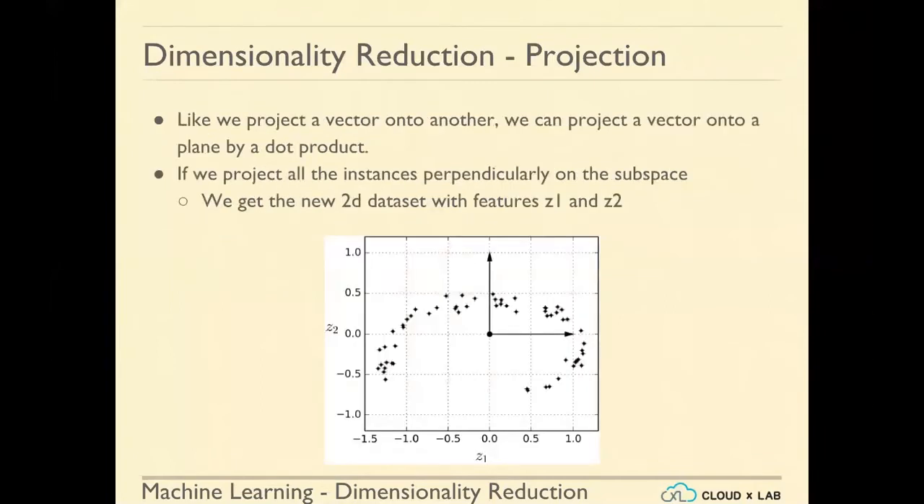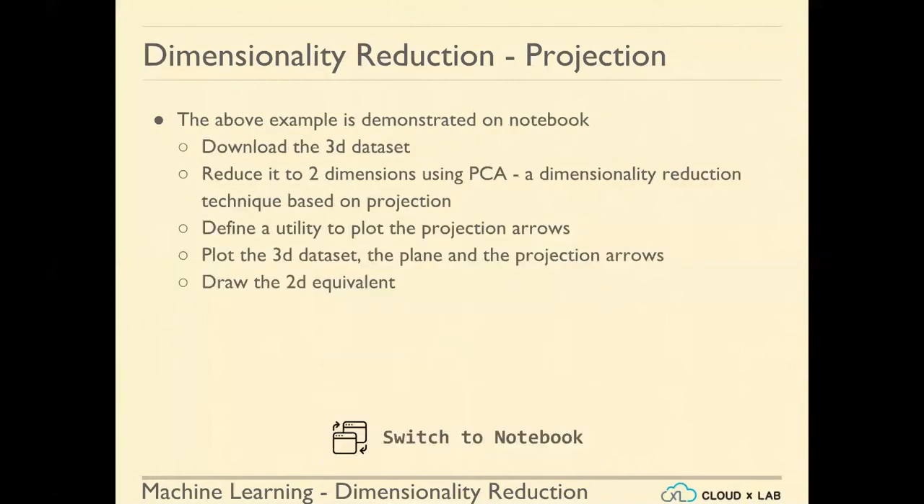So to convert that data set into two-dimensional, all we need to do is figure out a plane on which we can do the projection, right? All right. So this example has been demonstrated in the notebook. We will show you later. And basically, we can reduce it to 2 dimensions using PCA. You can also open the notebook and try it out right away.